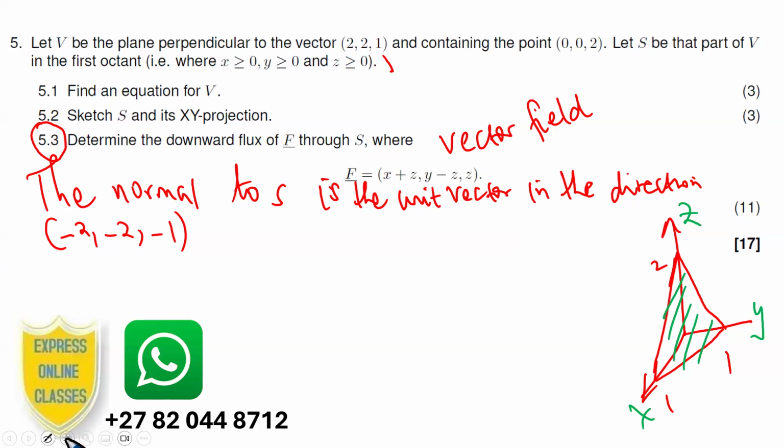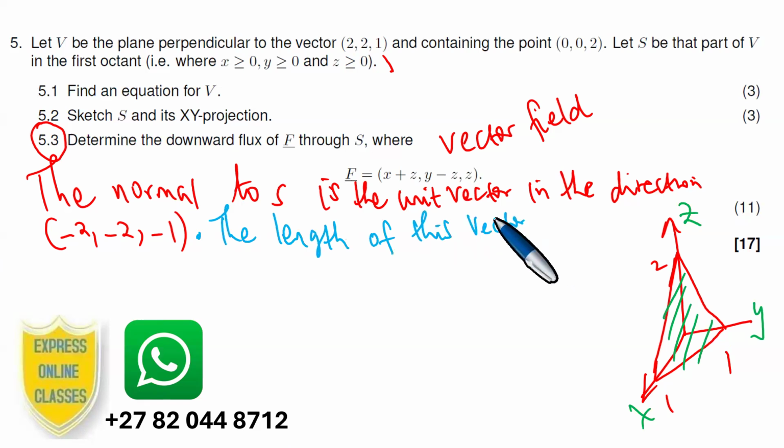So the normal to S is the unit vector in the direction of this vector. Now the length of this vector is the square root. So now we are saying the normal to S is the unit vector in that direction.